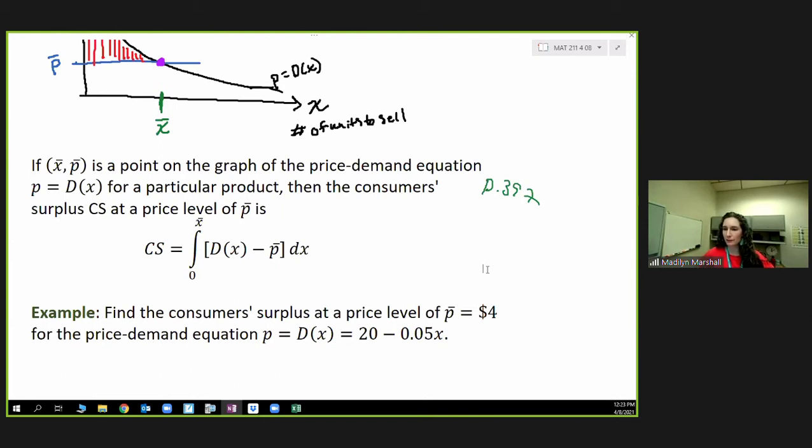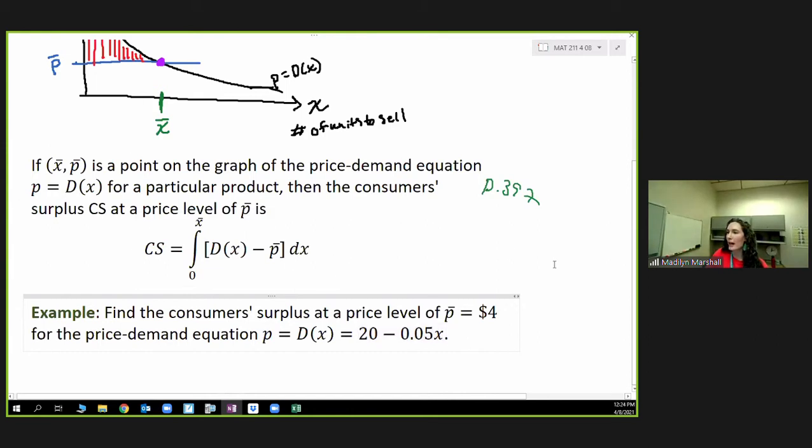Okay, so we want to find the consumer surplus at a price level of P bar equals $4 for the price demand equation P equals D of X equals 20 minus 0.05X. We don't really need to worry too much about this notation. Sometimes we've seen this kind of thing before in this class, but this is just a way of saying the price is a function that depends on X, and here is that function.